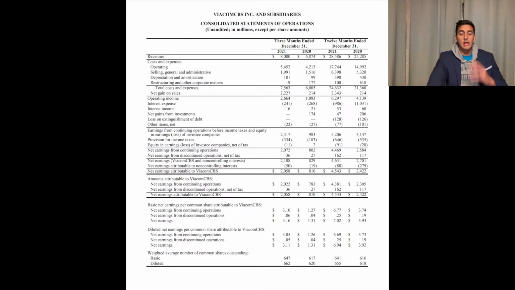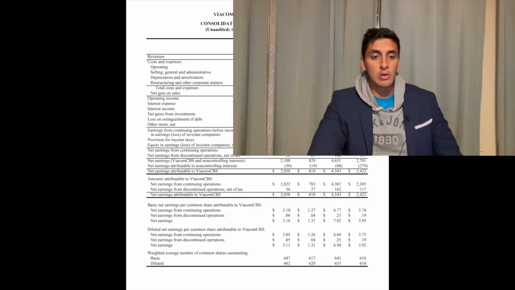And I know Palantir is a super hyper growth stock, but Paramount literally has a lower market cap than Palantir and generated $4.5 billion in profit in 2021. Now the reason why the stock is held back so much will perhaps present itself in the balance sheet.